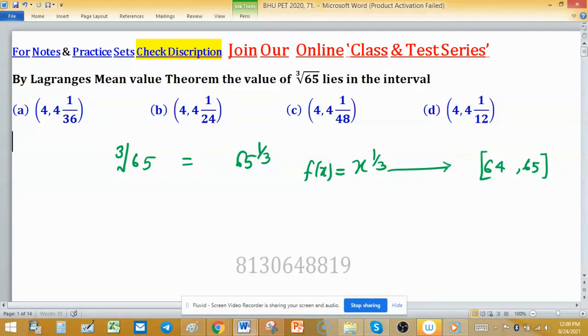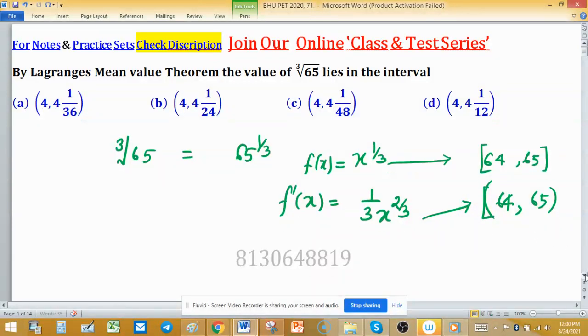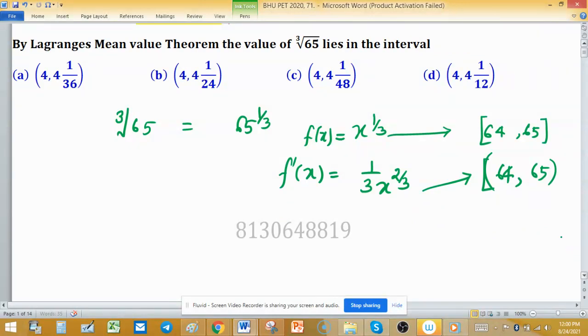This function is continuous over this closed interval, and f dash x equal to 1 upon 3 x raised to the power 2 upon 3, and 0 does not belong to this interval. So the derivative of the function is also defined in the open interval 64 comma 65. It means all hypotheses of the Lagrange mean value theorem are satisfied. The function is continuous over the closed interval, and differentiable over the open interval 64 comma 65.